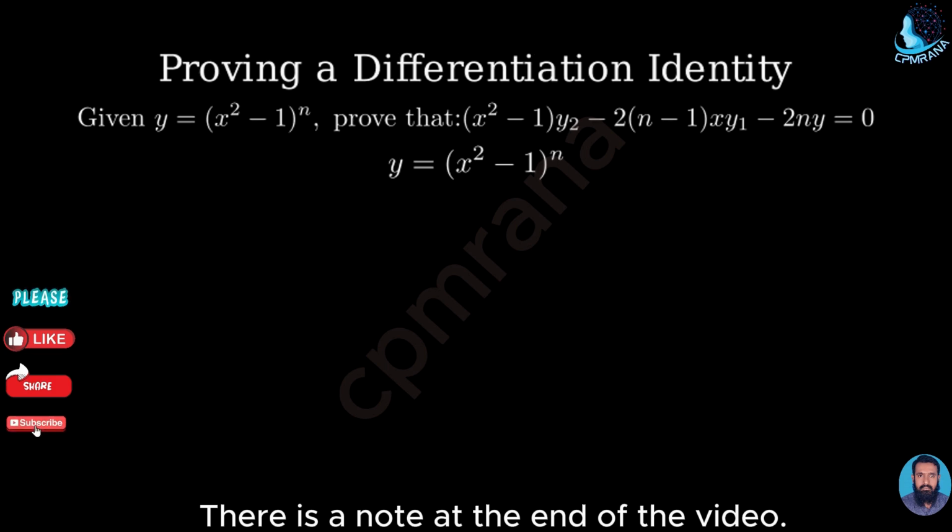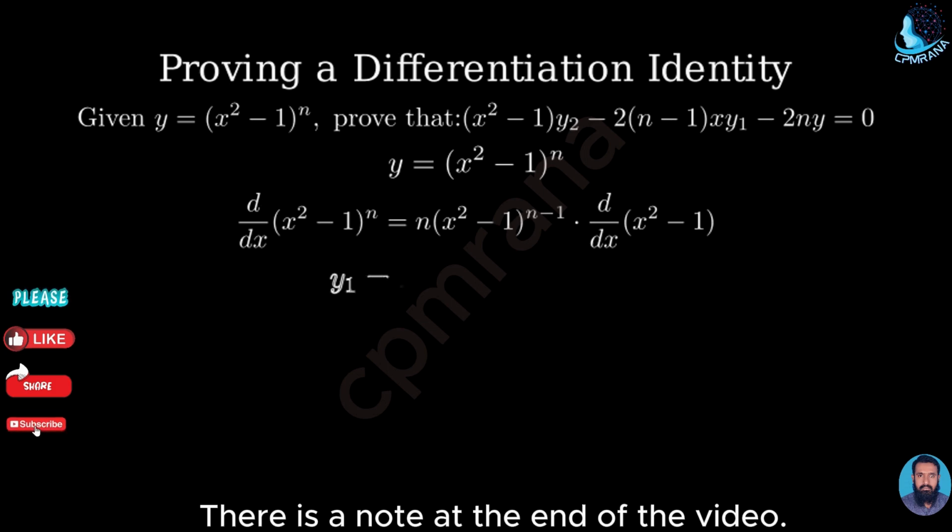Now, let's find the first derivative. Using the chain rule, we multiply by the power n, reduce the power by 1, and multiply by the derivative of the inner function. This gives us y sub 1 equals n times (x squared minus 1) to the power n minus 1 times 2x.